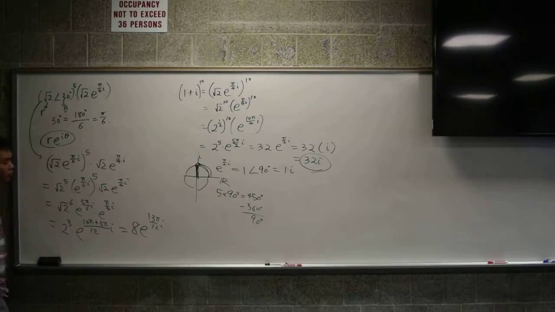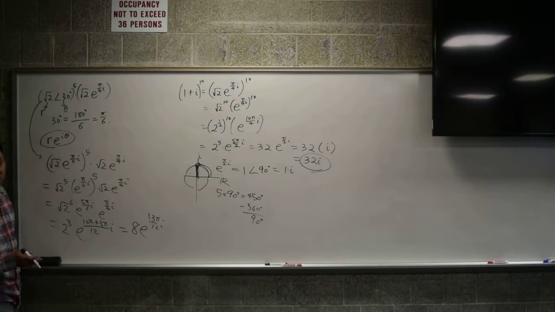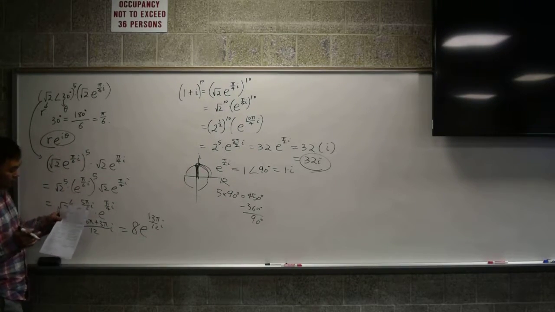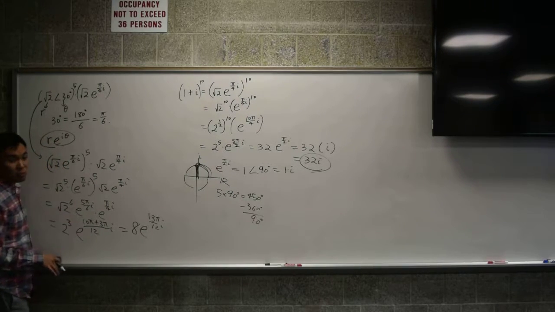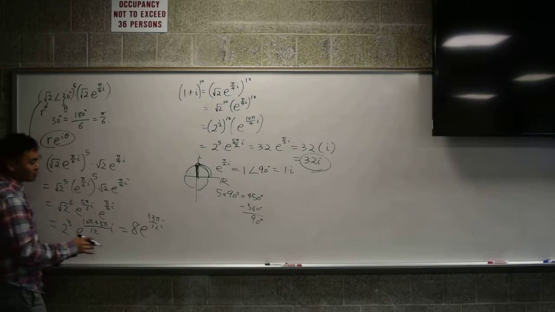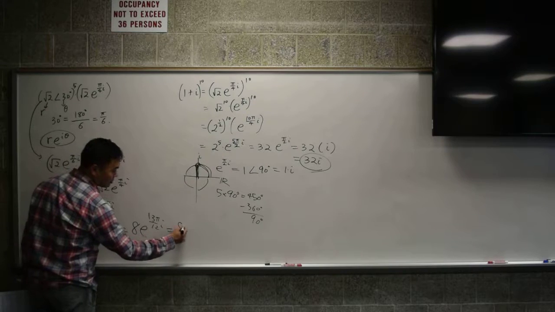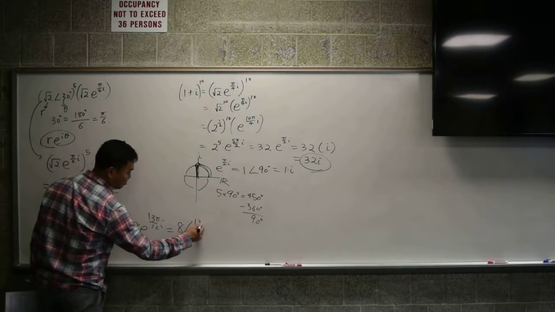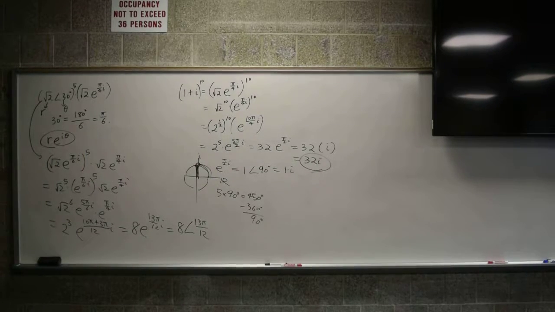Now, if the question asks you to write down the answer in Euler form, this is where you stop. Here in the example, I have the question as write your answer in polar form where the angle is in radians. So you just have to rewrite this in polar form, which is 8 with an angle of 13 pi over 12. That's how you solve this question.